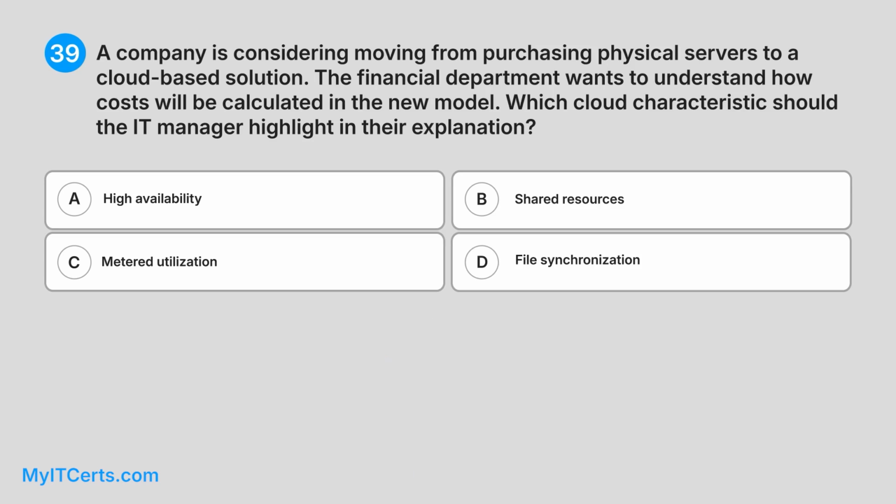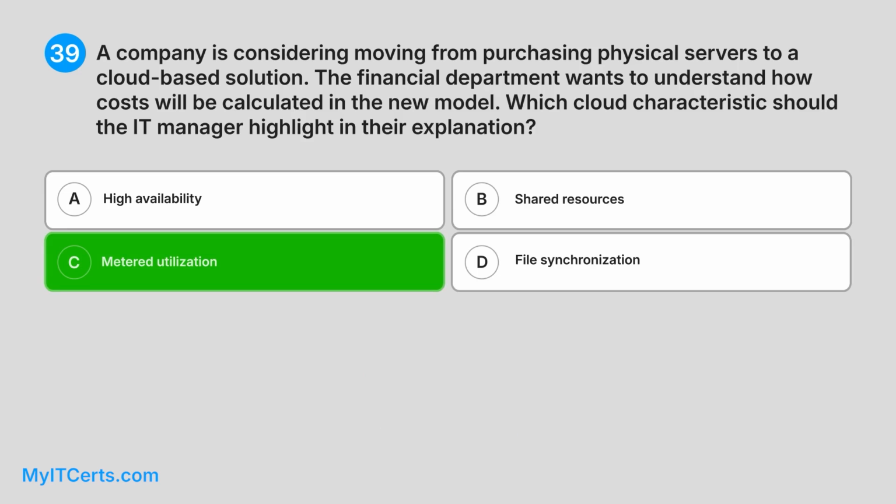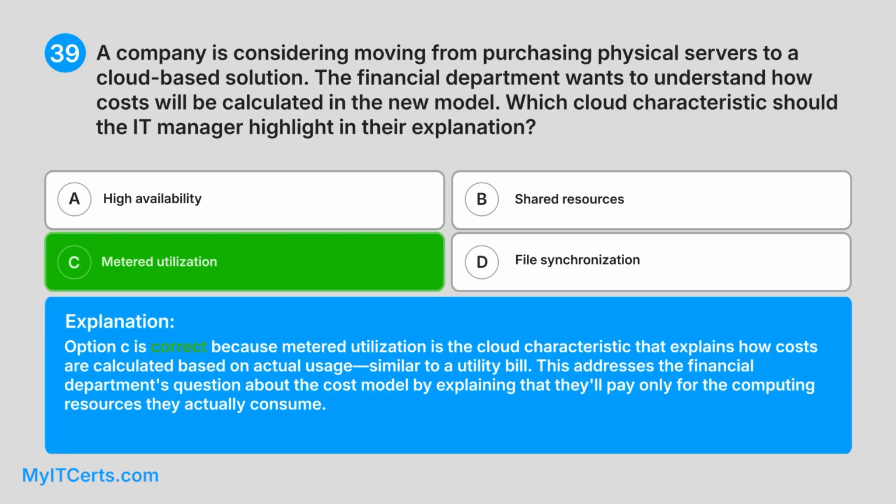Correct answer. C. Metered utilization. Explanation. Option C is correct because metered utilization is the cloud characteristic that explains how costs are calculated based on actual usage, similar to a utility bill. This addresses the financial department's question about the cost model by explaining that they'll pay only for the computing resources they actually consume.